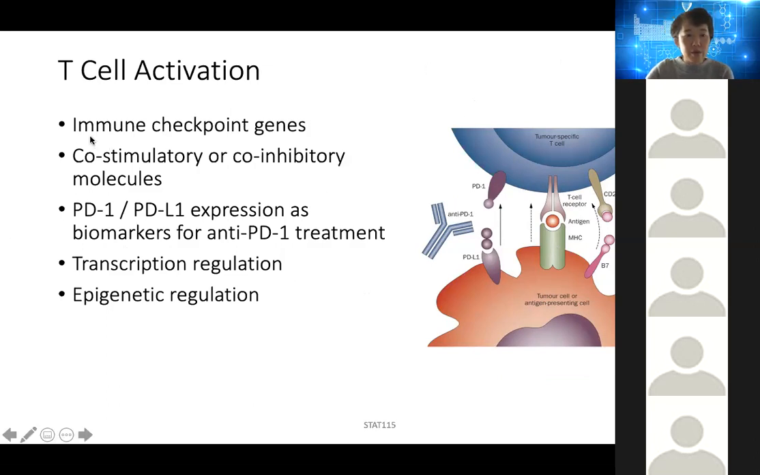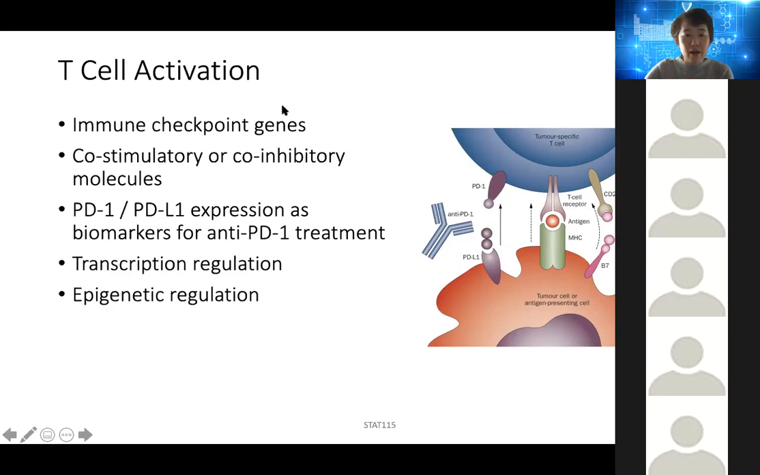There are immune checkpoint genes. These are PD-1 or CTLA-4. If they get bound or activated, T cells will be in a dysfunctional state, which means they will have a stop signal from getting activated. So if PD-1 or CTLA-4 are not being bound by their ligand, then they can allow the T cell to be activated.